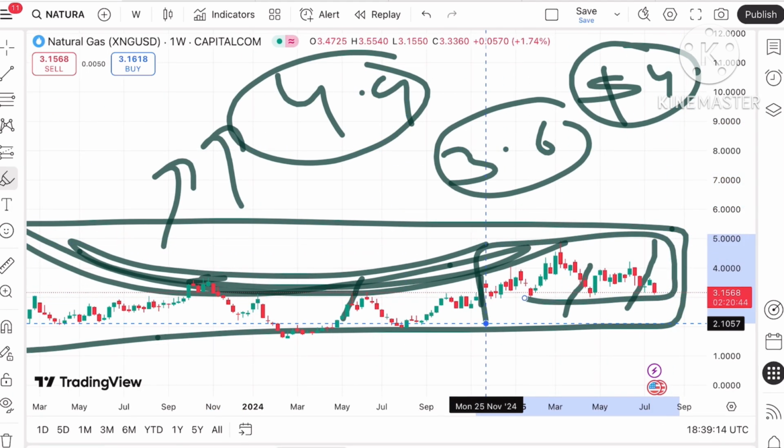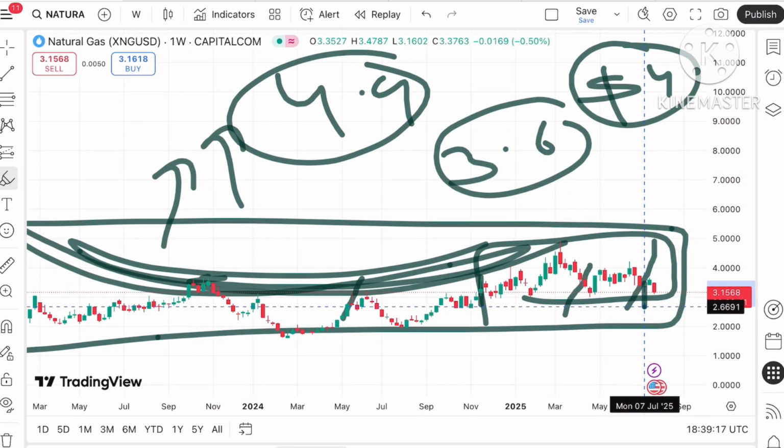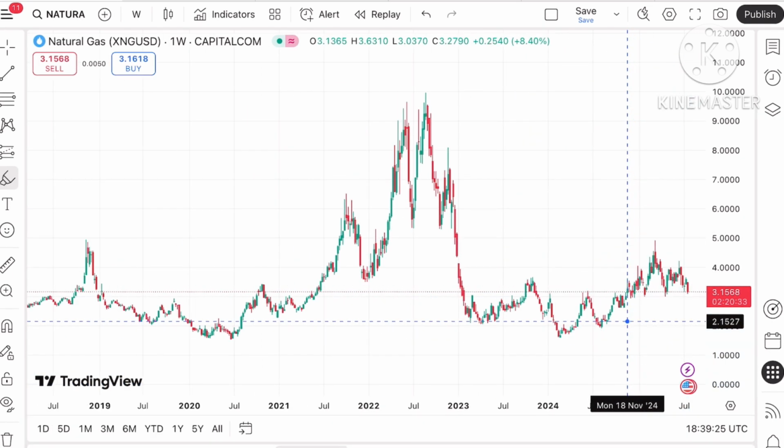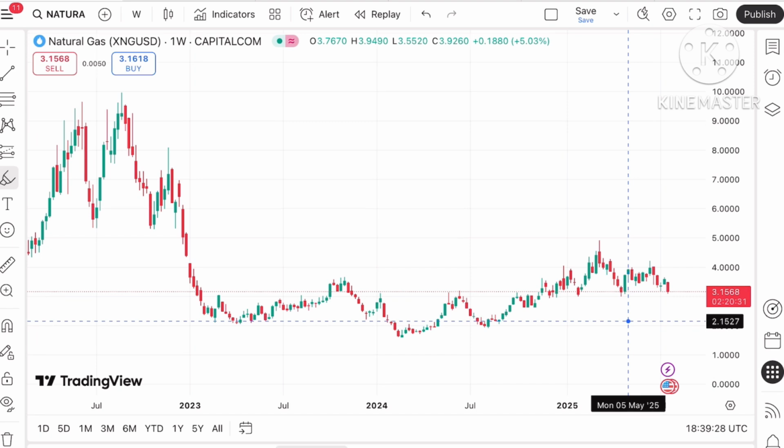But if it starts falling below this level, it can go further down, and from there it can move below a level of $2.26. So if you look at this trend, there is a probability of further fall.